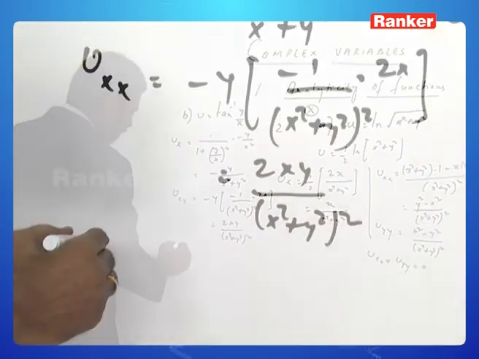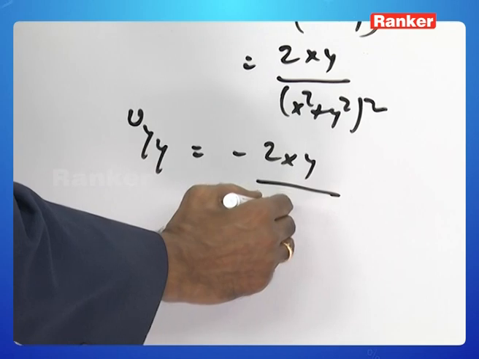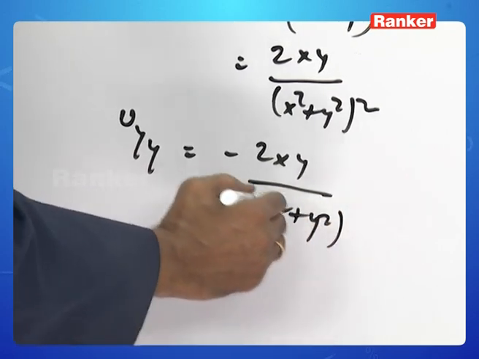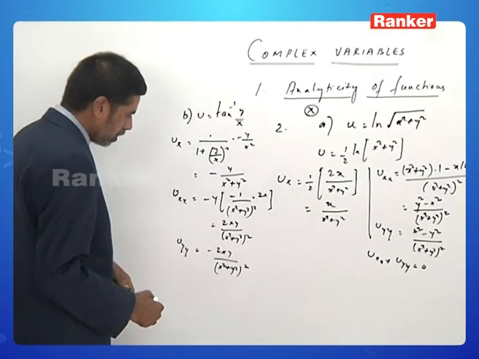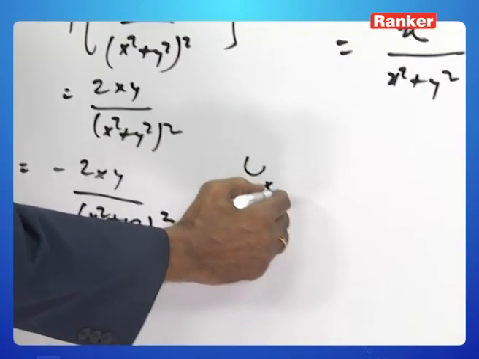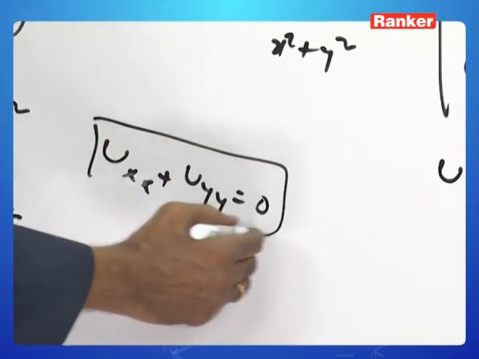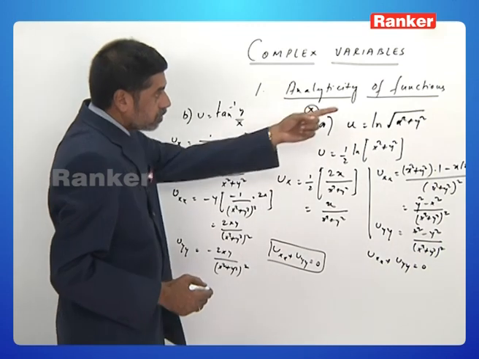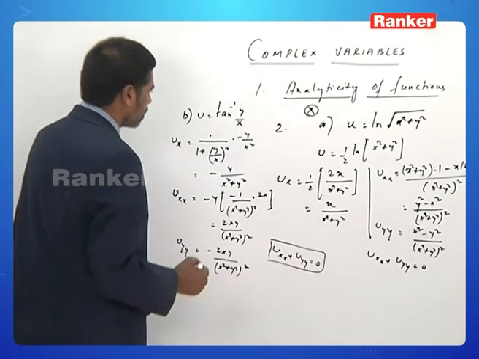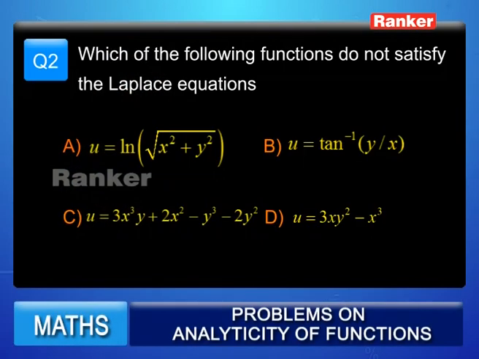Even though I am not showing you the details, you will find uyy will be minus 2xy by (x square plus y square) whole square. Again, when you take the sum, you will find that uxx plus uyy is equal to 0. But that is not what we want, because we want that function which does not satisfy the Laplace's equation. So this too is not the correct option. Let us try the third option and see whether we get an answer from there.